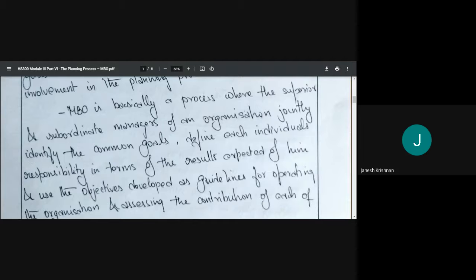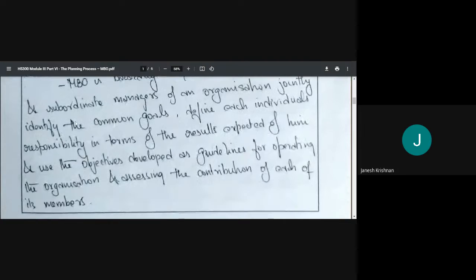That's your responsibility. And use the objectives developed. The objective was to produce 100 pens. Use the objectives developed as guidelines for operating the organization and assessing the contribution of each of its members. The superior and the subordinate will sit down together, they will discuss, and they'll reach a common goal, maybe in this case that of 100 pens. Now, after that 100 pens is reached, it becomes the responsibility of the subordinate.